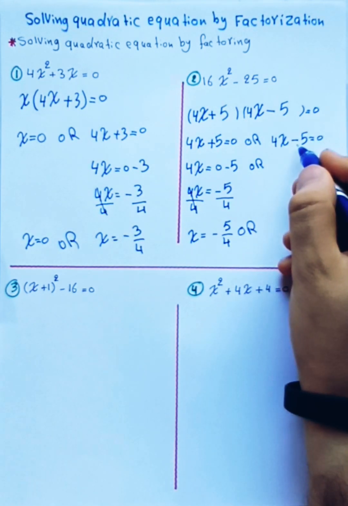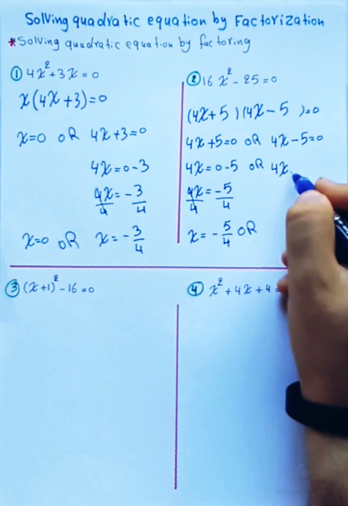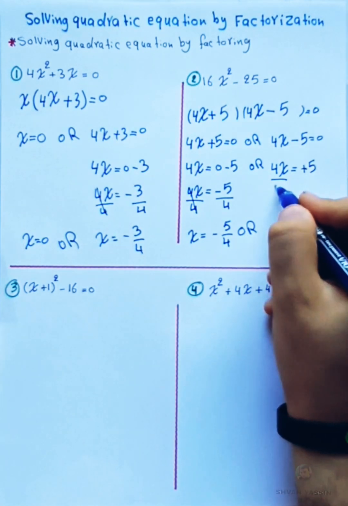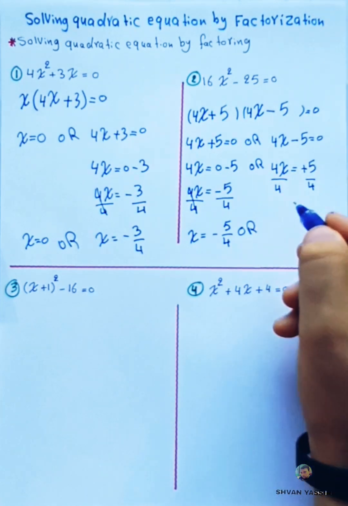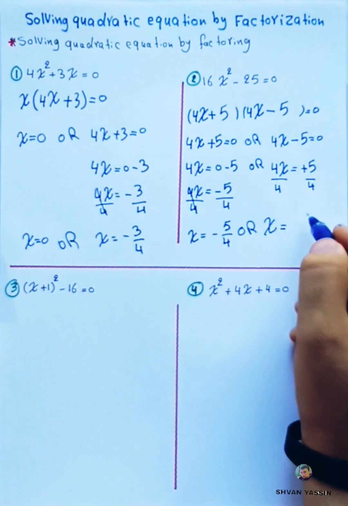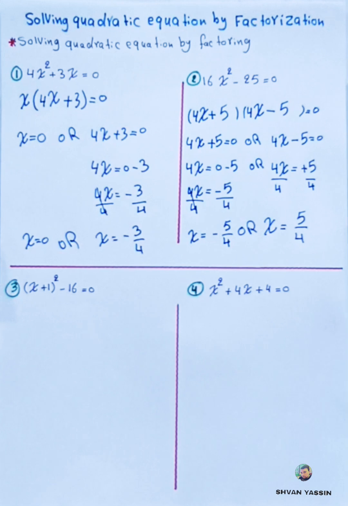You have to change the place of negative 5 to the right side, so 4x equals positive 5, and then you have to divide both sides by 4, so x equals 5 out of 4. So the solutions are x is equal to negative 5 out of 4 and x is equal to 5 out of 4.